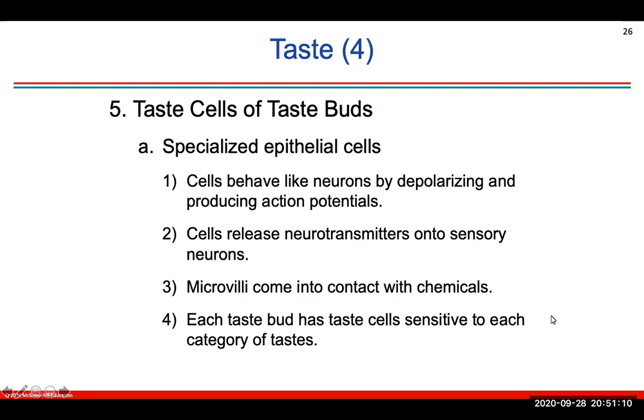The taste cells of taste buds are specialized epithelial cells. They'll behave like neurons, so they'll be able to depolarize, producing action potentials. Cells release neurotransmitters onto sensory neurons, and the microvilli are what come into contact with the chemicals themselves. And what's unique about taste is that each taste bud has taste cells that are sensitive to a category of tastes. So there will be parts of the tongue that only can taste certain taste sensations.